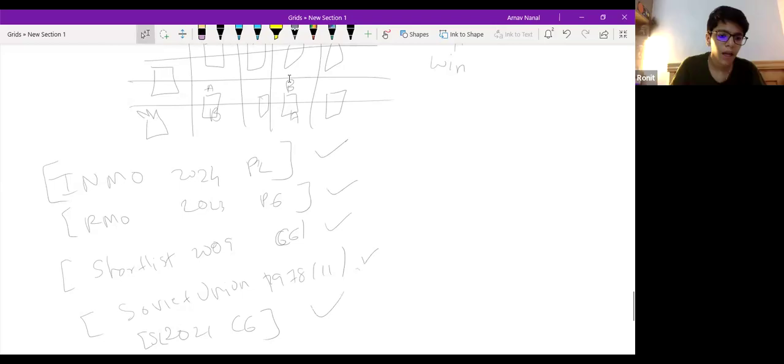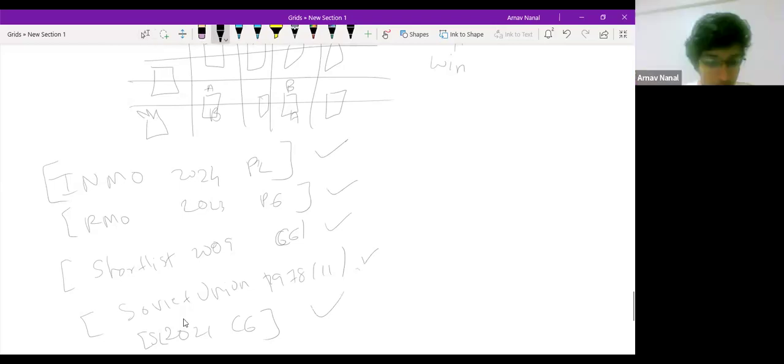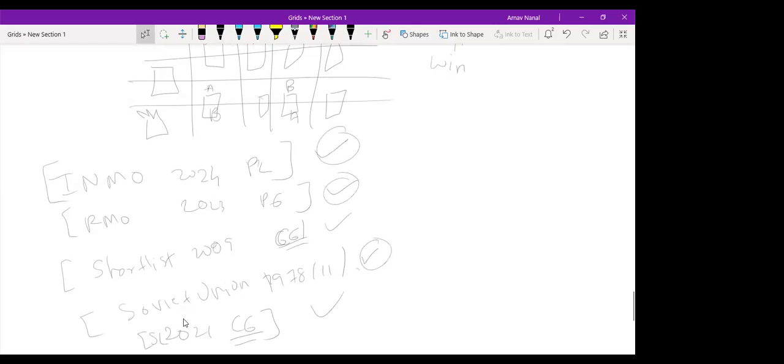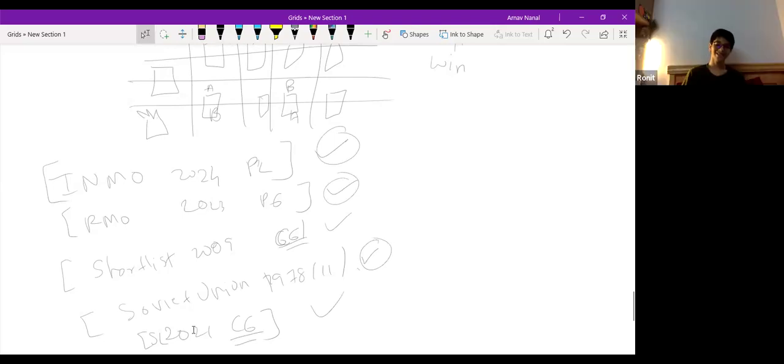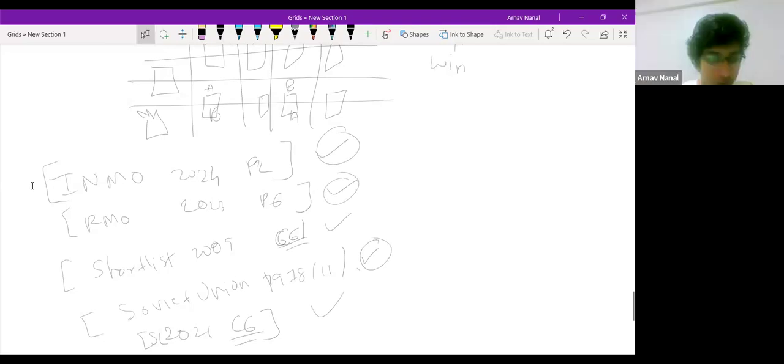What is the last one? ISL, Shortlist 2021 C6. Okay, try these only if you are very much confident about these. 2021 and 2023, I just wrote this to please Mandar and Atharv. So first just focus on these. And if you are very confident and very enthusiastic, you can try these.